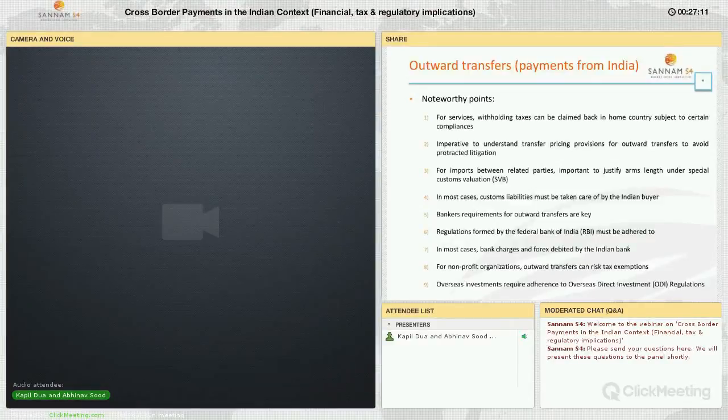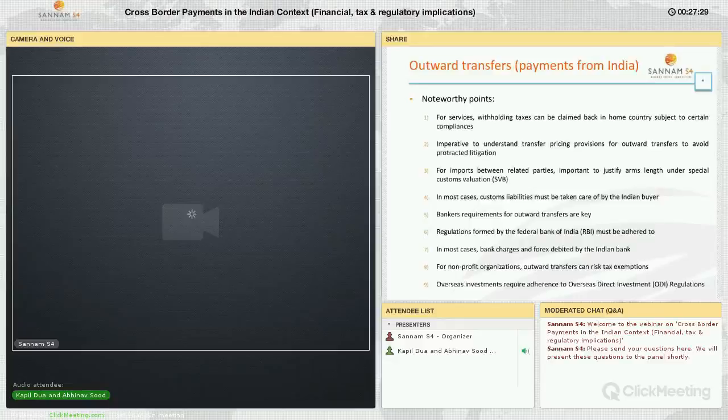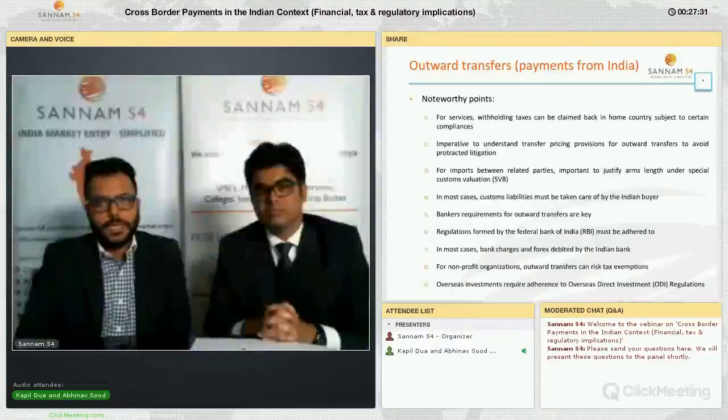Then another very important thing is the bank requirements, like the A2 form, which is important when you're remitting funds. The bank will ask how you are remitting funds and where you are getting this foreign currency from. So they will ask you to make a declaration that you have either purchased this foreign currency from the open market, like from a forex dealer, to make this payment, or earned income from which you want to transfer these funds.